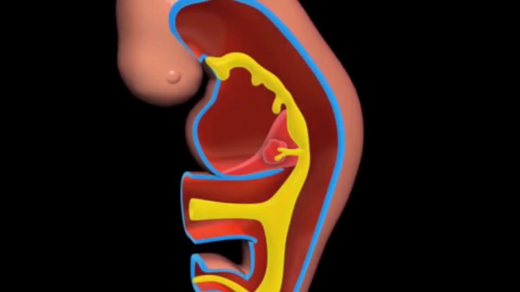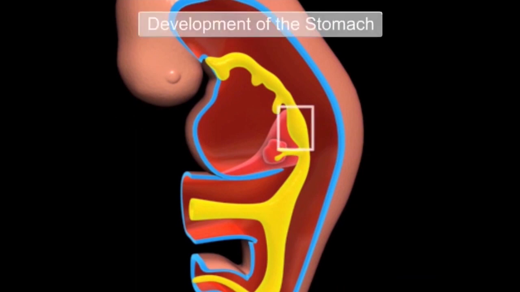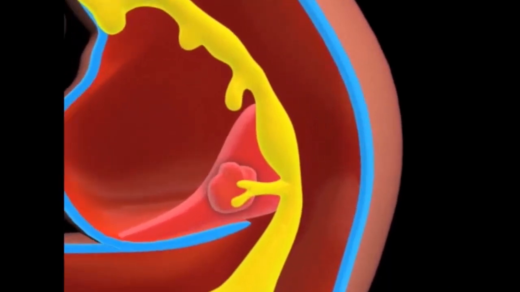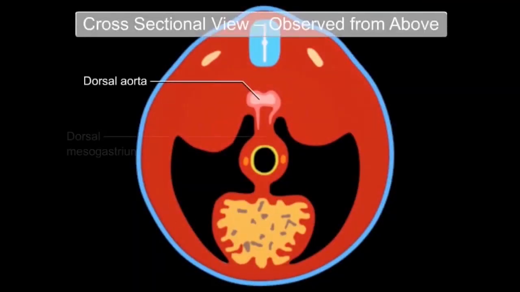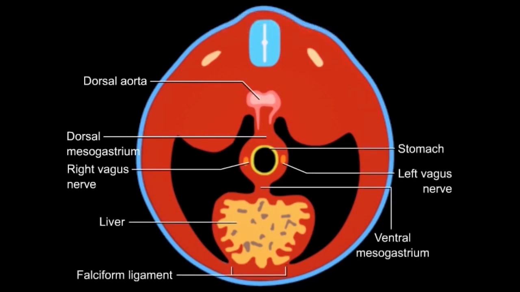The median section of a 4-week-old embryo shows derivatives of the foregut. Let us begin with the development of the stomach by now looking at a transverse section from above. The stomach is attached to the dorsal body wall by mesentery, the dorsal mesogastrium, and to the ventral wall by the ventral mesogastrium. Note the right and left vagus nerves.